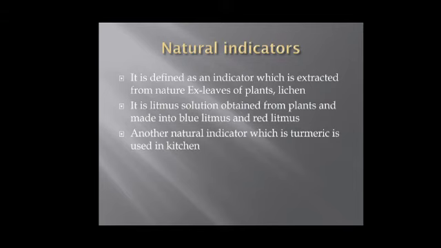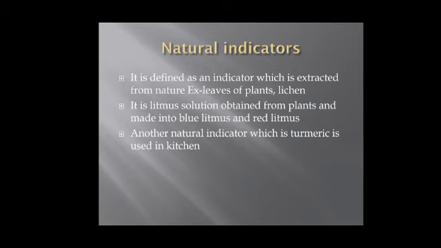Natural indicators means the indicators which are extracted from a living body. We can define a natural indicator as one extracted from nature. For example, leaves of plants and lichen. Litmus solution is obtained from plants and made into blue litmus and red litmus. Another natural indicator is turmeric, which is used in the kitchen.